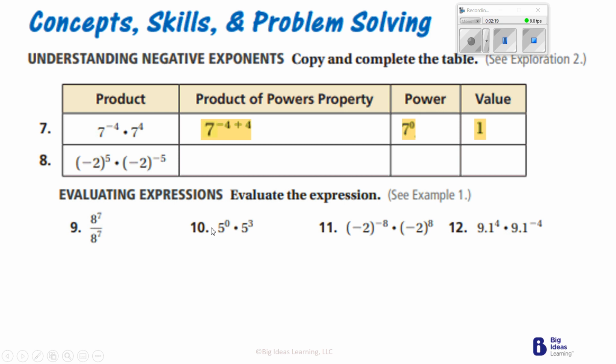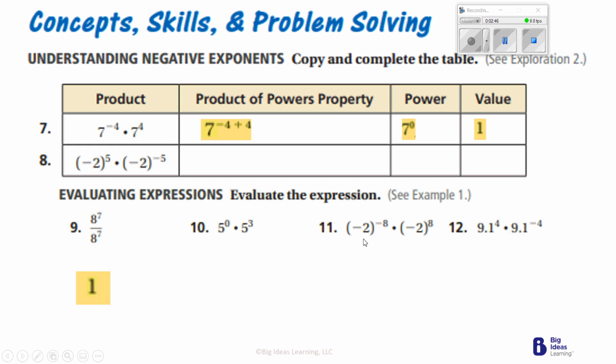Number 10 says I have 5 to the 0 power times 5 to the 3 power. Now, remember, 5 to the 0 power is 1. And anything times 1 is itself, so this should be 5 to the 3rd power. Oh, I'm sorry, I guess I gave you that one. 8 to the 7th over 8 to the 7th power, 7 minus 7 is 0, and that will give you 8 to the 0 power. It's going to give you 1.